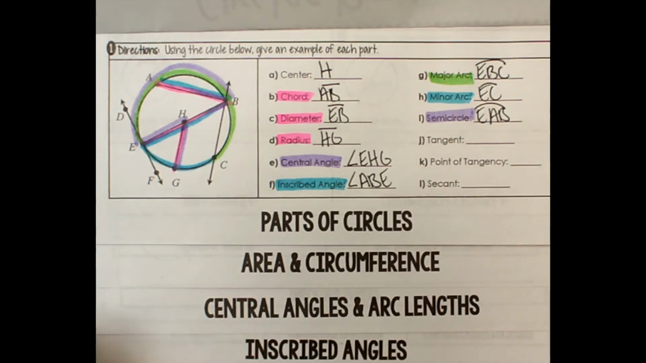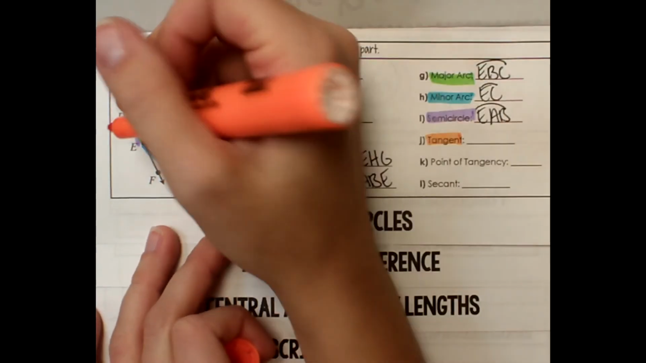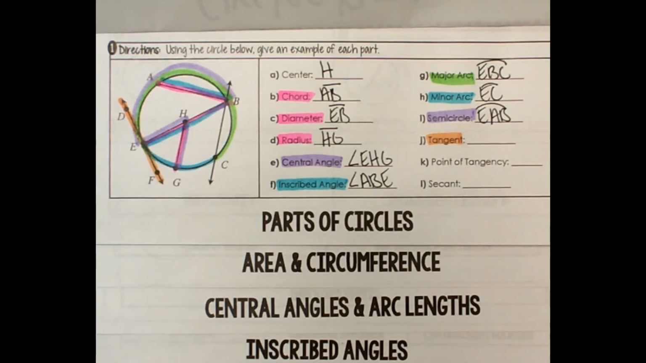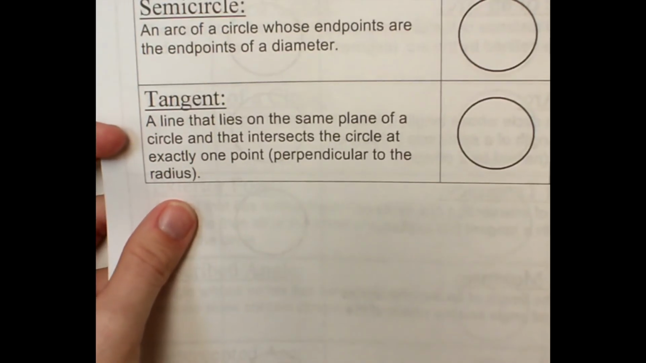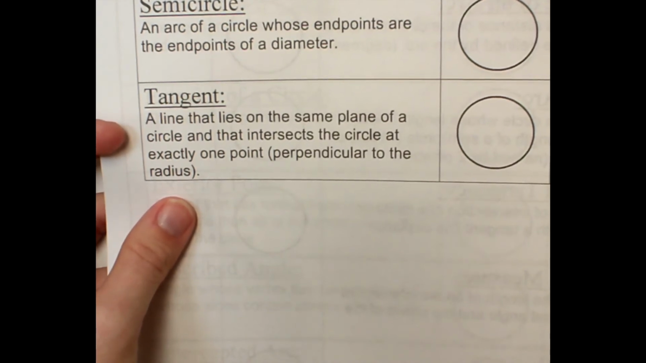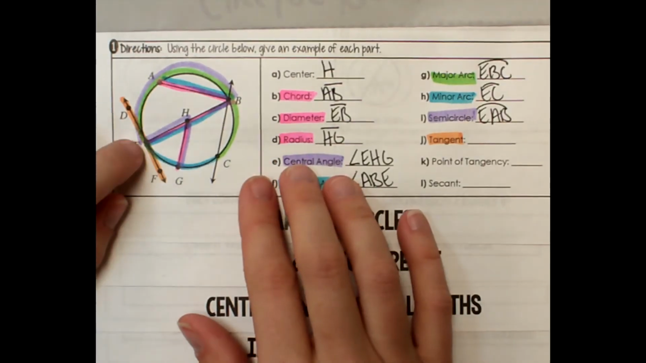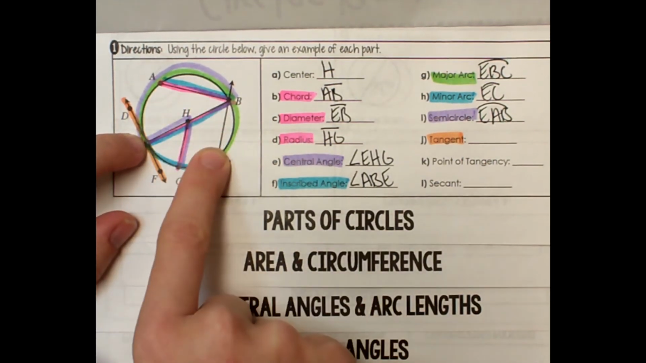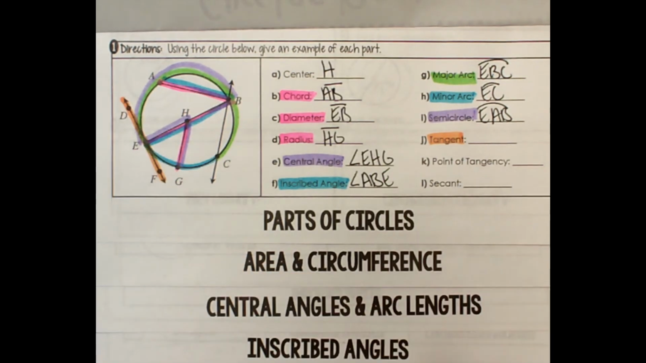Tangent, you need to get familiar with this word, a tangent. If we look, we have DF is our tangent. It touches your circle. It doesn't go through the circle. But let's look for tangent. It's a line that lies on the same plane of a circle and that intersects the circle at exactly 1 point. It's perpendicular to the radius. So what they mean by intersects it at 1 point, it's only touching your circle 1 time. It's not like a chord that's going to touch your circle twice, or a secant. Your tangent only touches it 1 time, so it looks like it's on the outside of your circle.